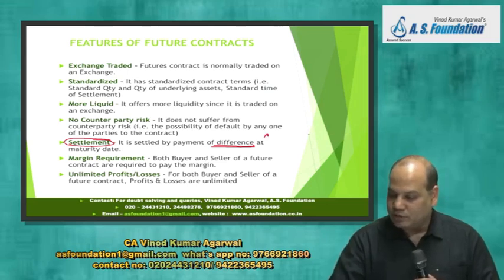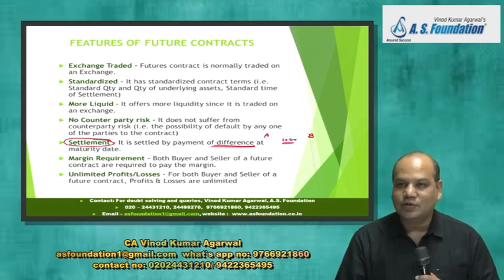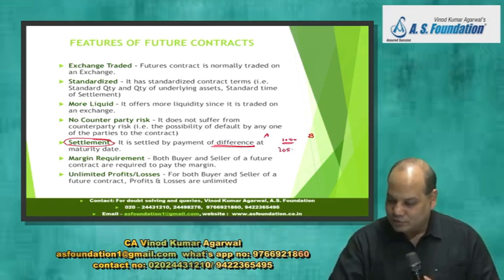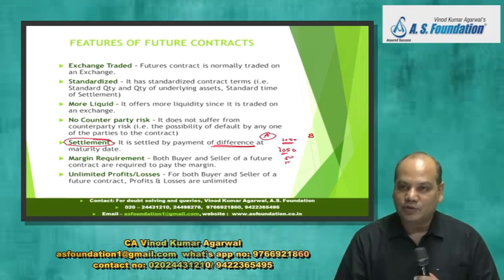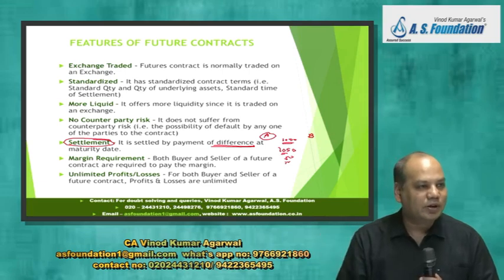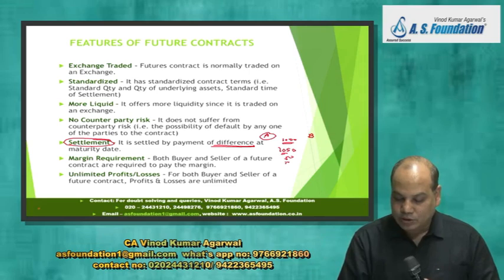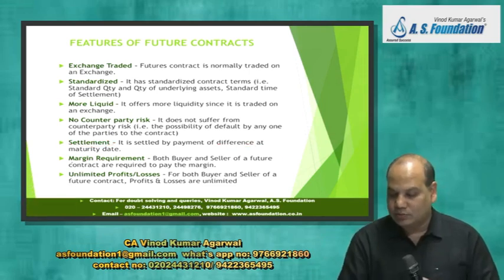So A and B have entered into a contract to buy one share of Reliance at 1000. Reliance price is 1050. A will get a difference of 50 rupees. B will pay a difference of 50 rupees. Or they can be settled by delivery of the share, but right now delivery based settlement does not take place in India for shares.